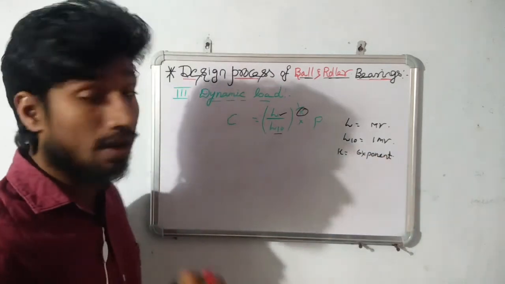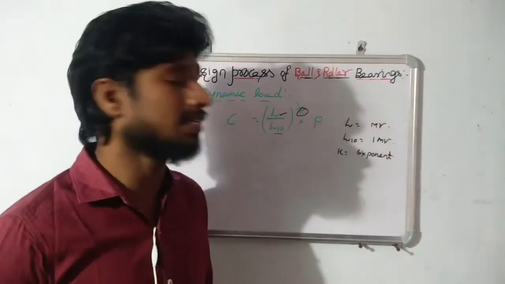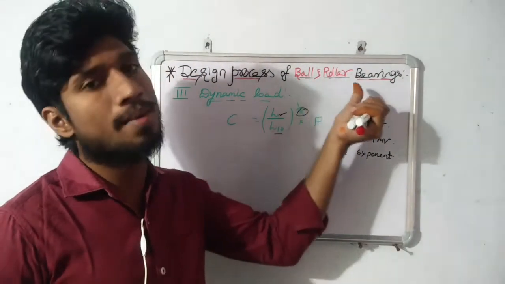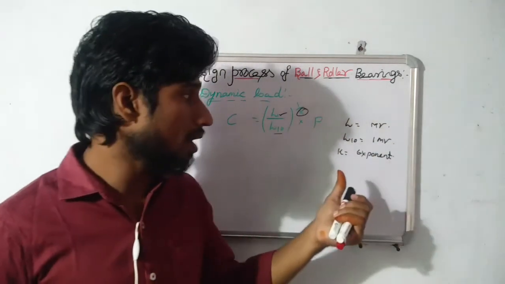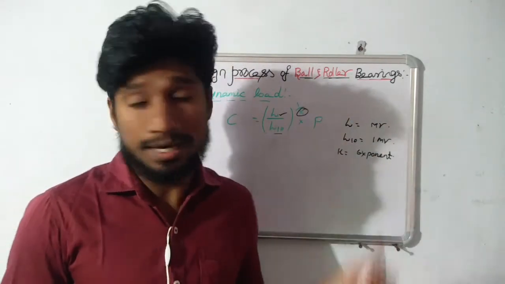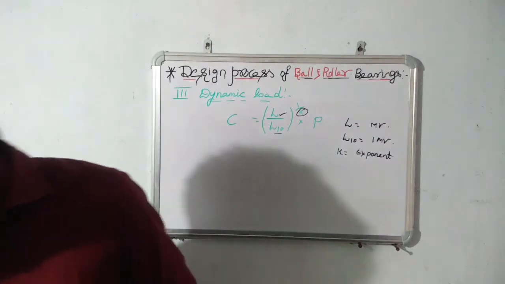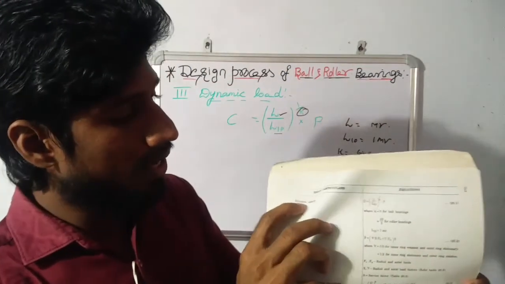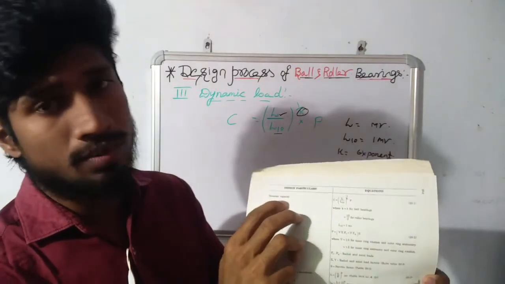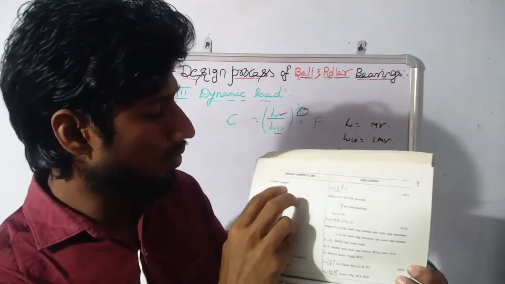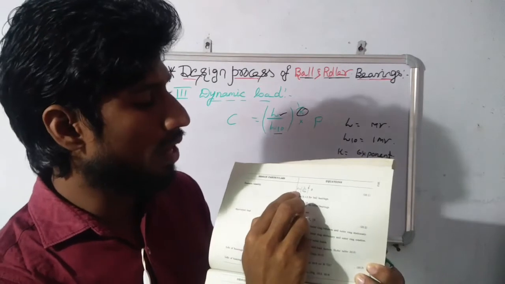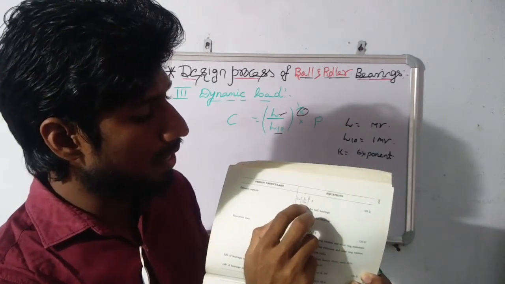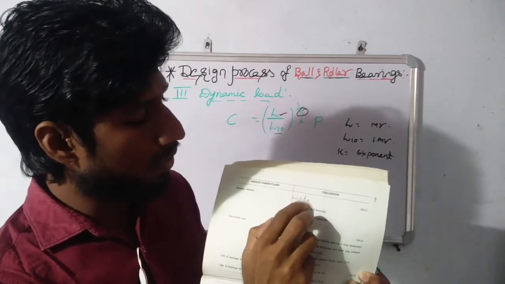How do we consider the exponent? That exponent is considered based on the type of bearing, in case of it is a ball bearing or maybe a roller bearing. For that value, we prefer the design data handbook. So if you find the dynamic capacity or dynamic load condition, in this condition here we are going to find C, that is equal to (L by L10) whole power 1 by K into P.